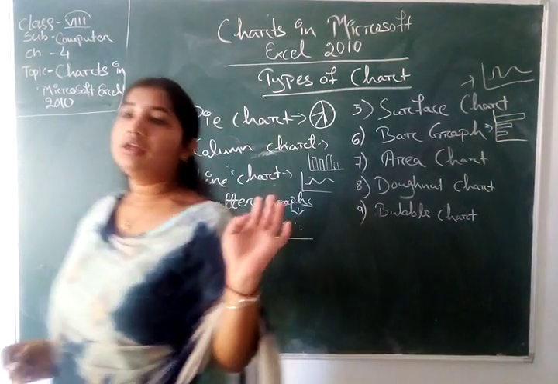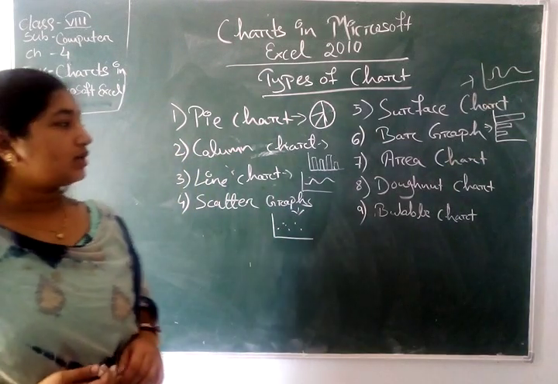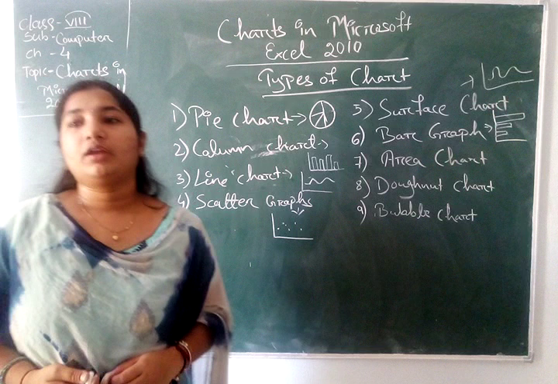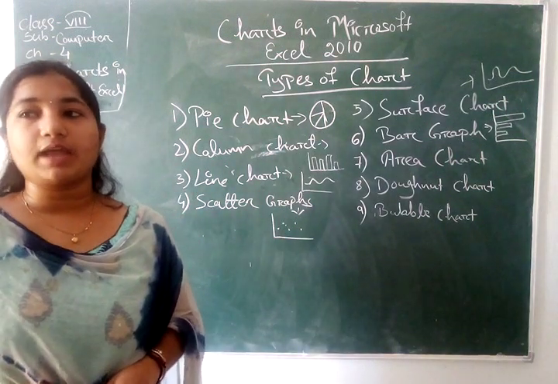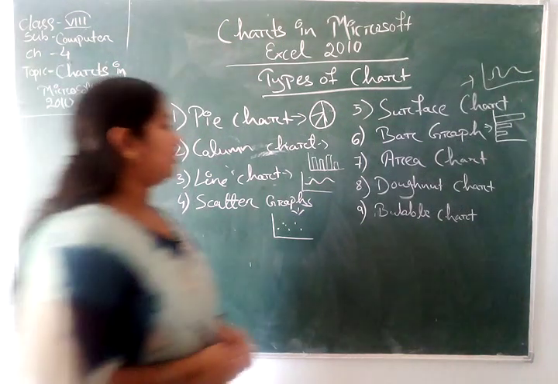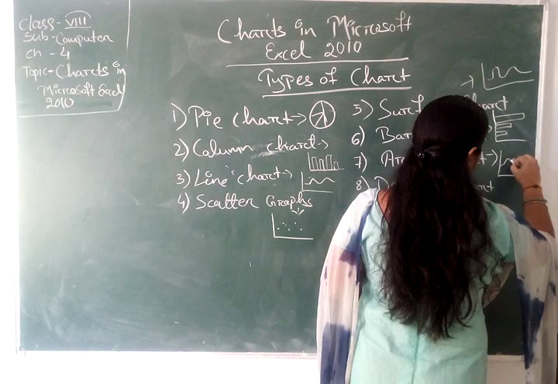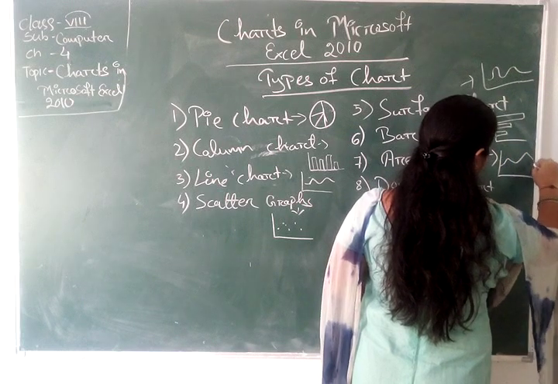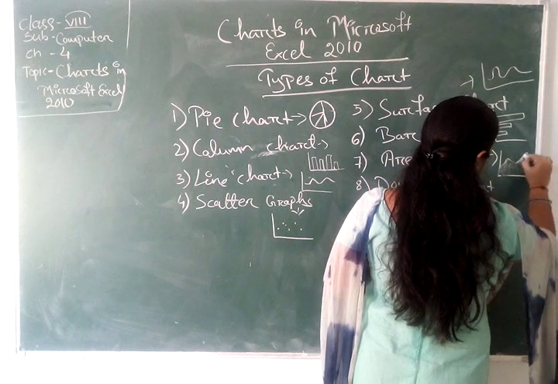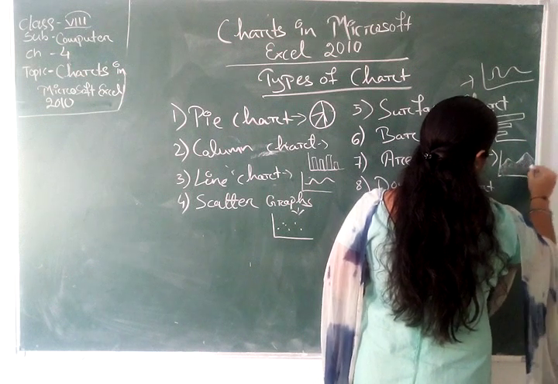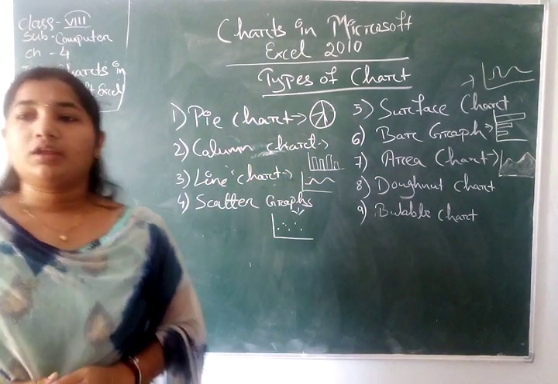So that in that way we represent the bar graph. Next one is our area chart. It displays the magnitude of change over time. The area chart is represented like that.